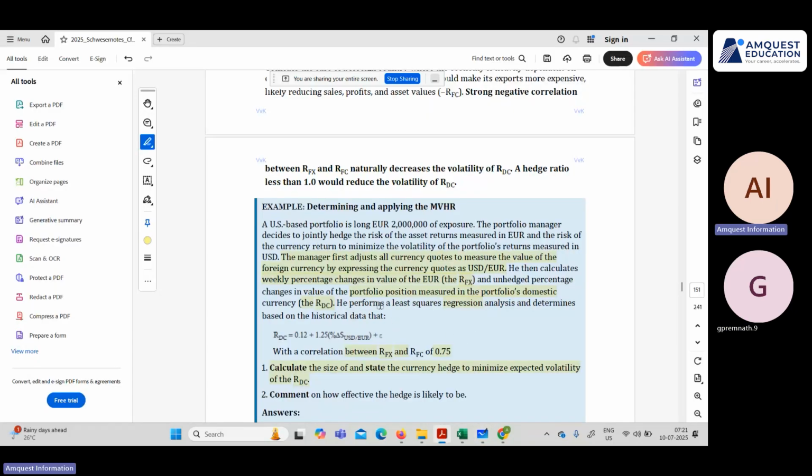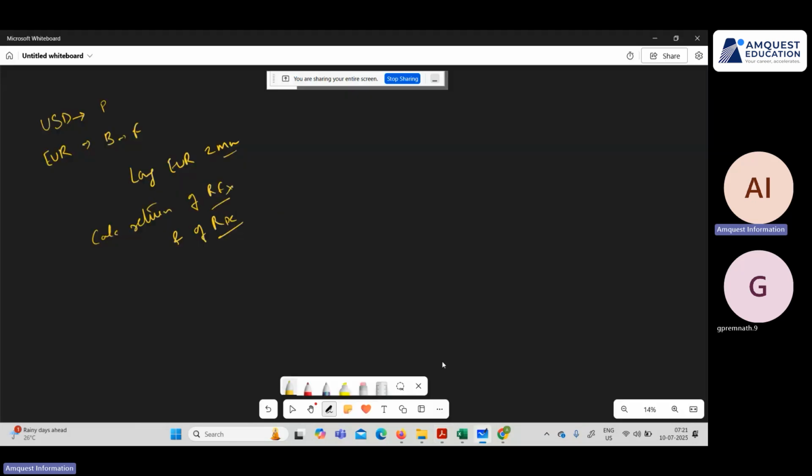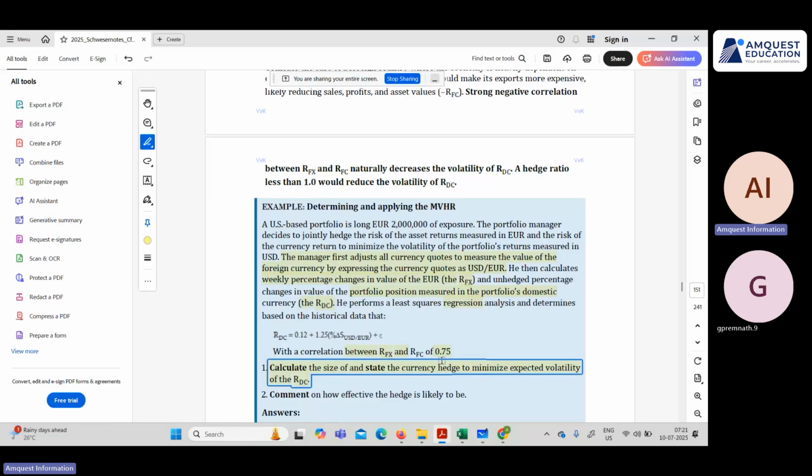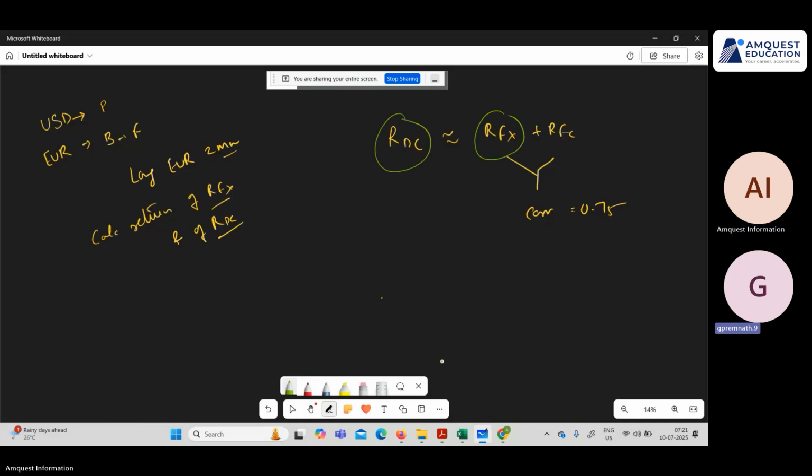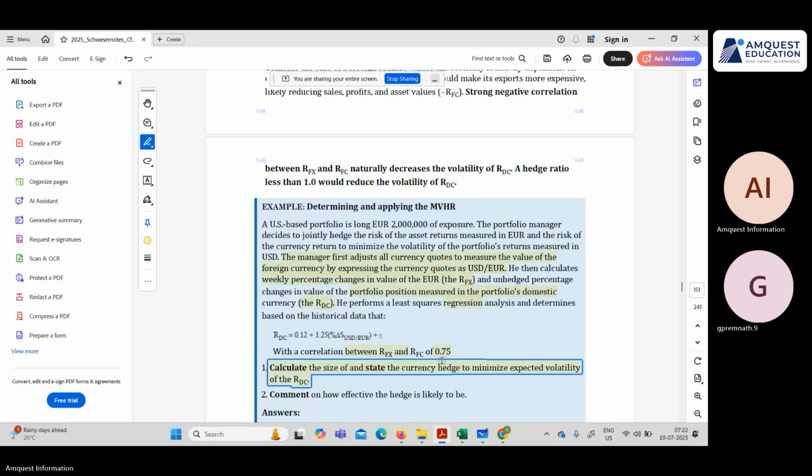And then it performs a least squares regression analysis. It says the correlation between RFC and RFX is 0.75. So if I write the simple equation that we know, RFX plus RFC, the correlation between these two is 0.75. And when he did the regression between these two, RFX and RDC, it turned out to be something. We'll look at the equation.